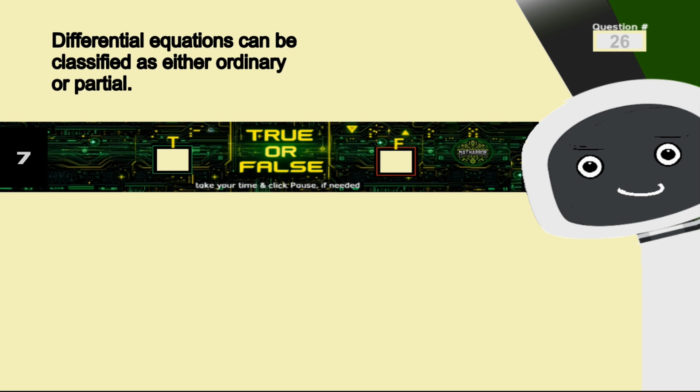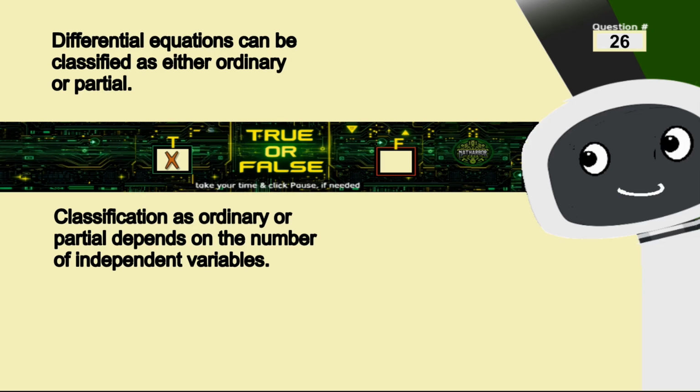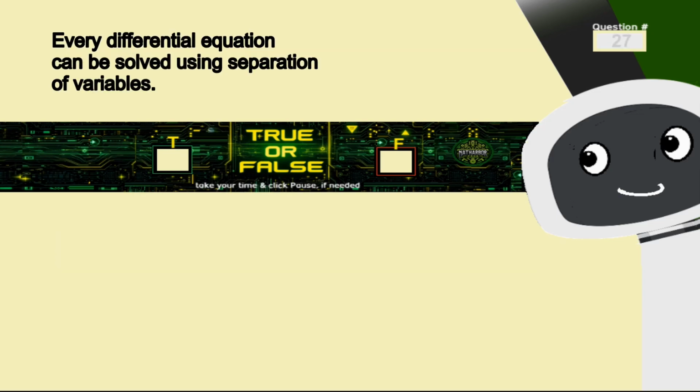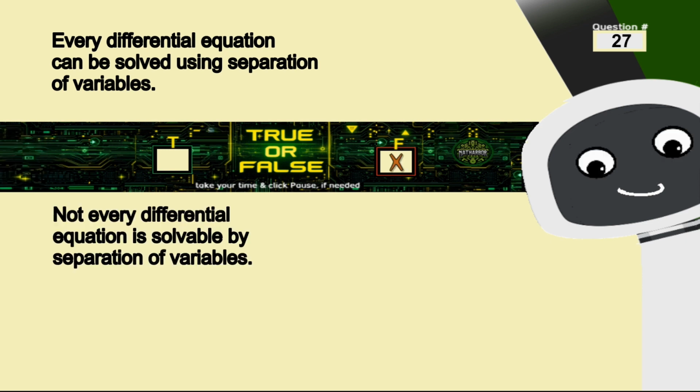Differential equations can be classified as either ordinary or partial. That's true. Classification as ordinary or partial depends on the number of independent variables. True or false? Every differential equation can be solved using separation of variables. That is not true. Not every differential equation is solvable by separation of variables.